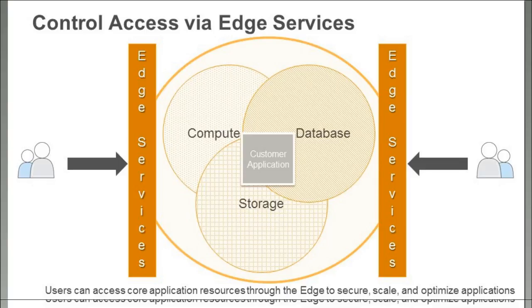So what this diagram does is encapsulate the compute, database, and storage services that we have with edge services, and allows those core application resources to be accessed from our edge network, from the largest footprint that we have. Essentially, what that does is add a couple of elements. It adds security, additional scalability, and performance optimization for your applications. I'll go through those in a little more detail as well.